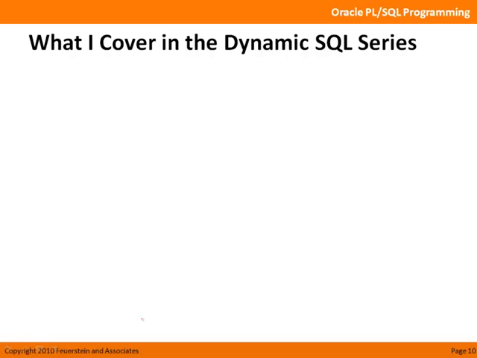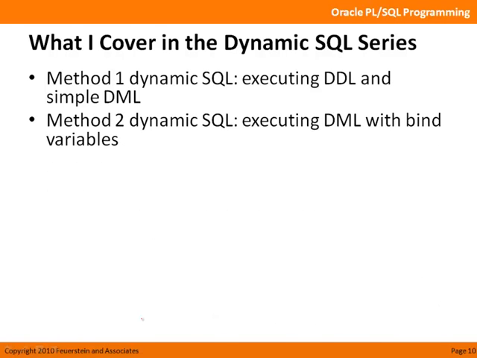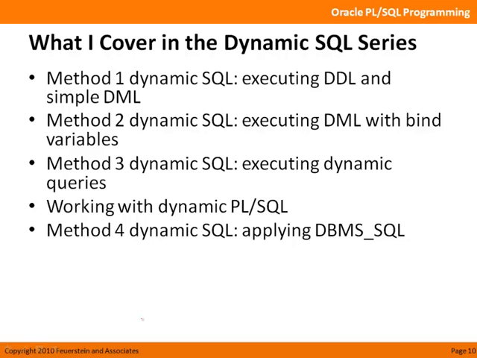So what am I going to cover in the dynamic SQL series? Well, you guessed it. Method 1, dynamic SQL, comes up next, executing DDL and simple DML. Then we'll take a look at method 2, essentially the using clause of execute immediate, the binding of variables into placeholders. Method 3, executing dynamic queries and all the variations possible there. Then we'll take a look at working with dynamic PLSQL, creating and executing anonymous blocks on the fly. And then we'll get to method 4, dynamic SQL, the most complex type, and we'll take a look at using DBMS SQL to get the job done.